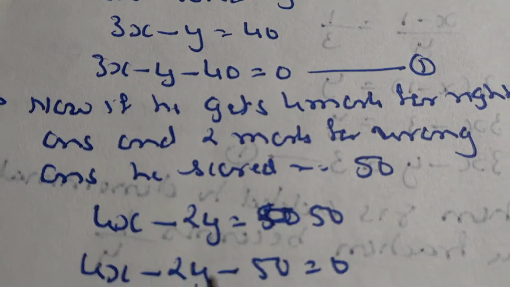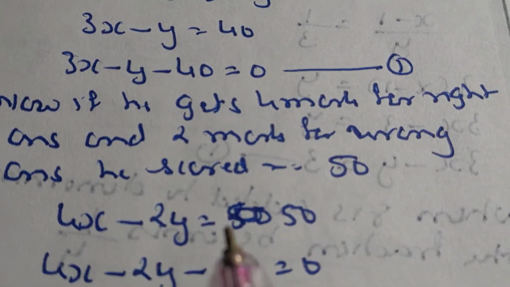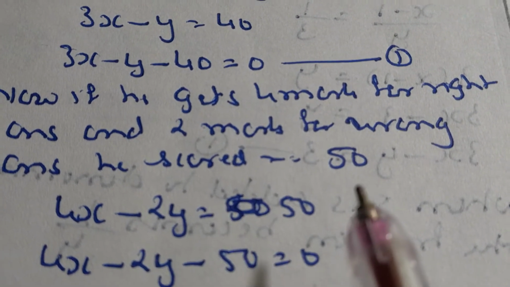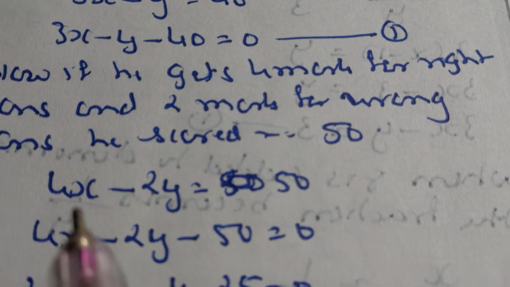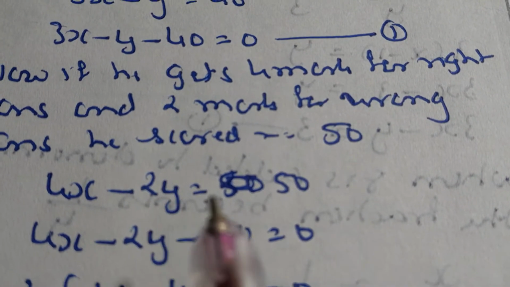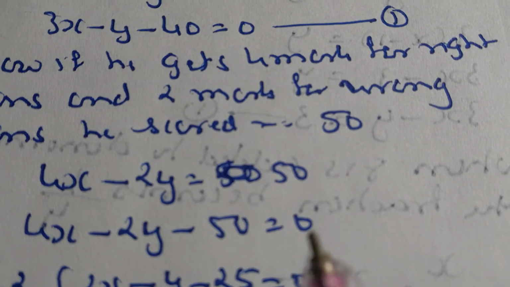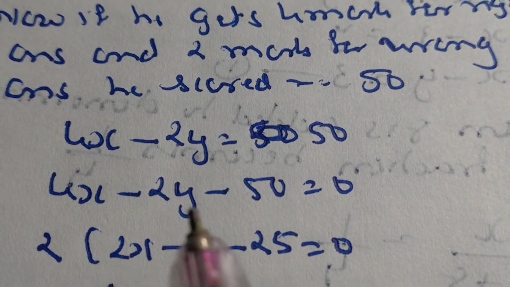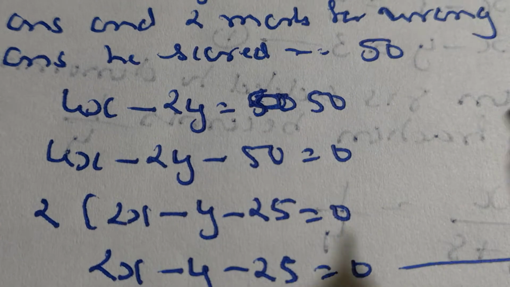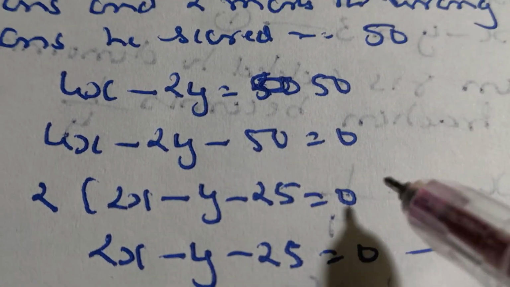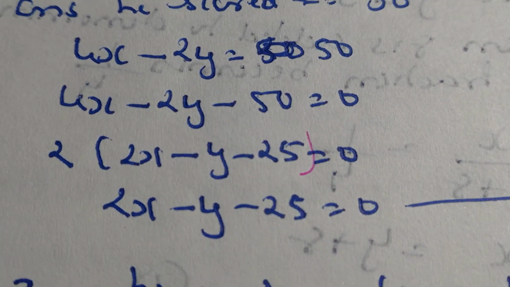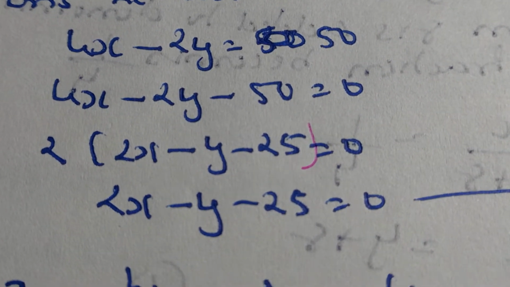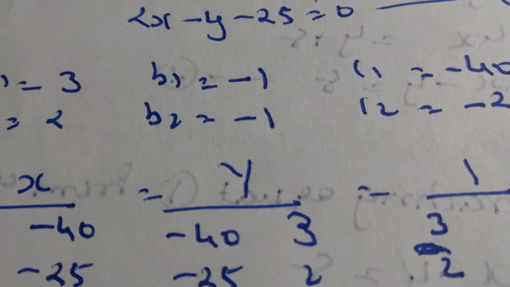Now if 4 marks are given for the right answers and 2 marks are awarded for wrong answers, total scoring was 50. So right answer 4x and wrong answer 2y is equal to 50. Shifting 50 to the left hand side, I am going to get my equation 4x minus 2y minus 50 is equal to 0. Taking 2 common, my equation becomes 2x minus y minus 25 is equal to 0.